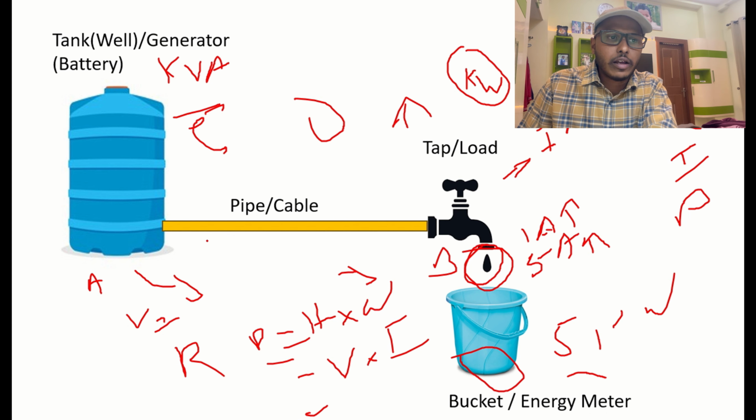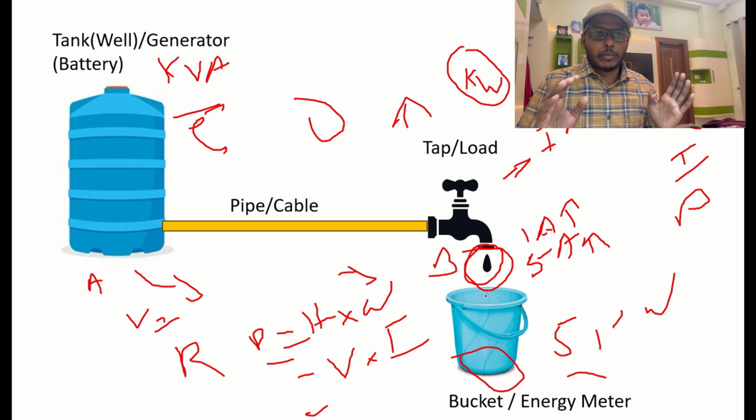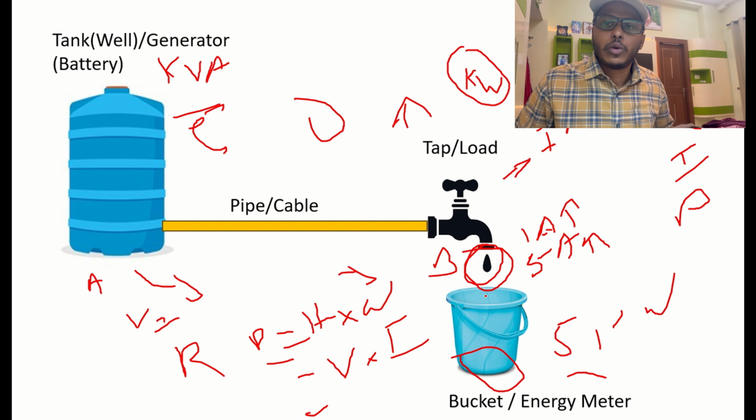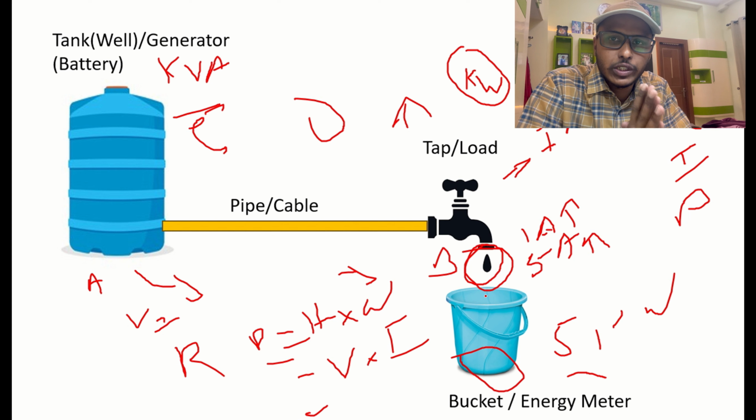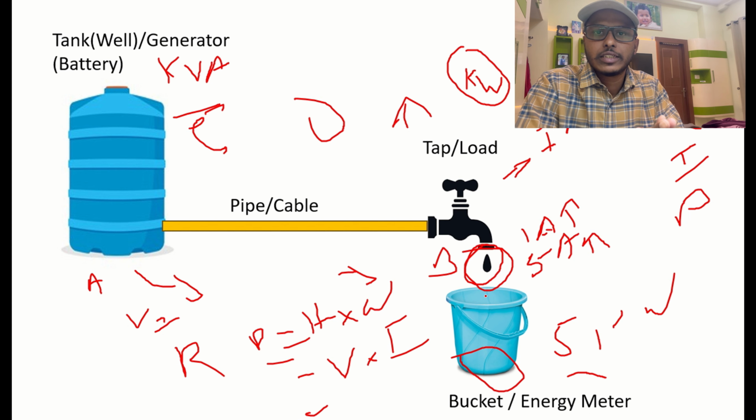So they are all related, and power is nothing but the product of voltage and current, or it can also be explained as the rate at which the electrons are flowing at the particular point. I hope you understand this video very well. Basics of electrical is clear to everyone.